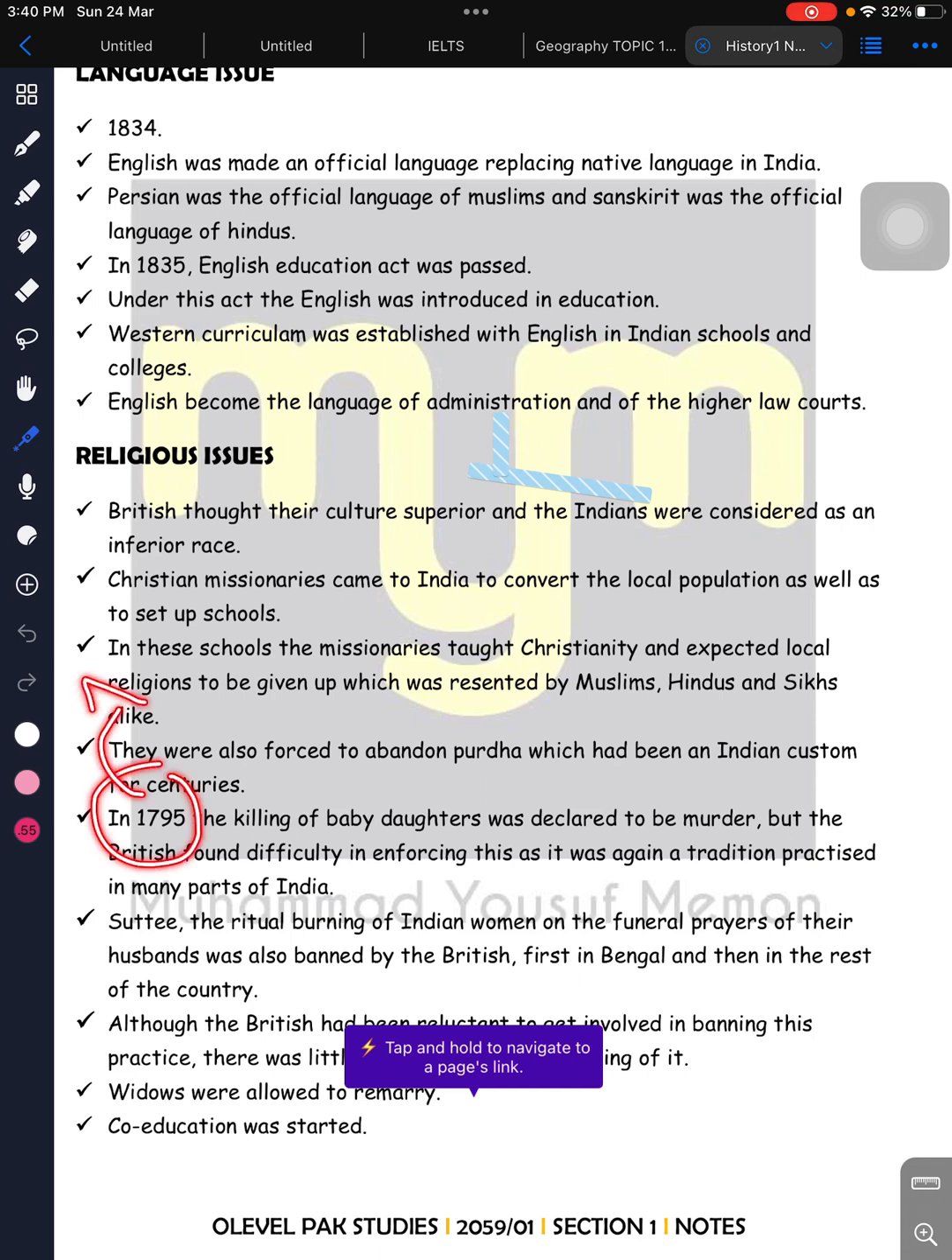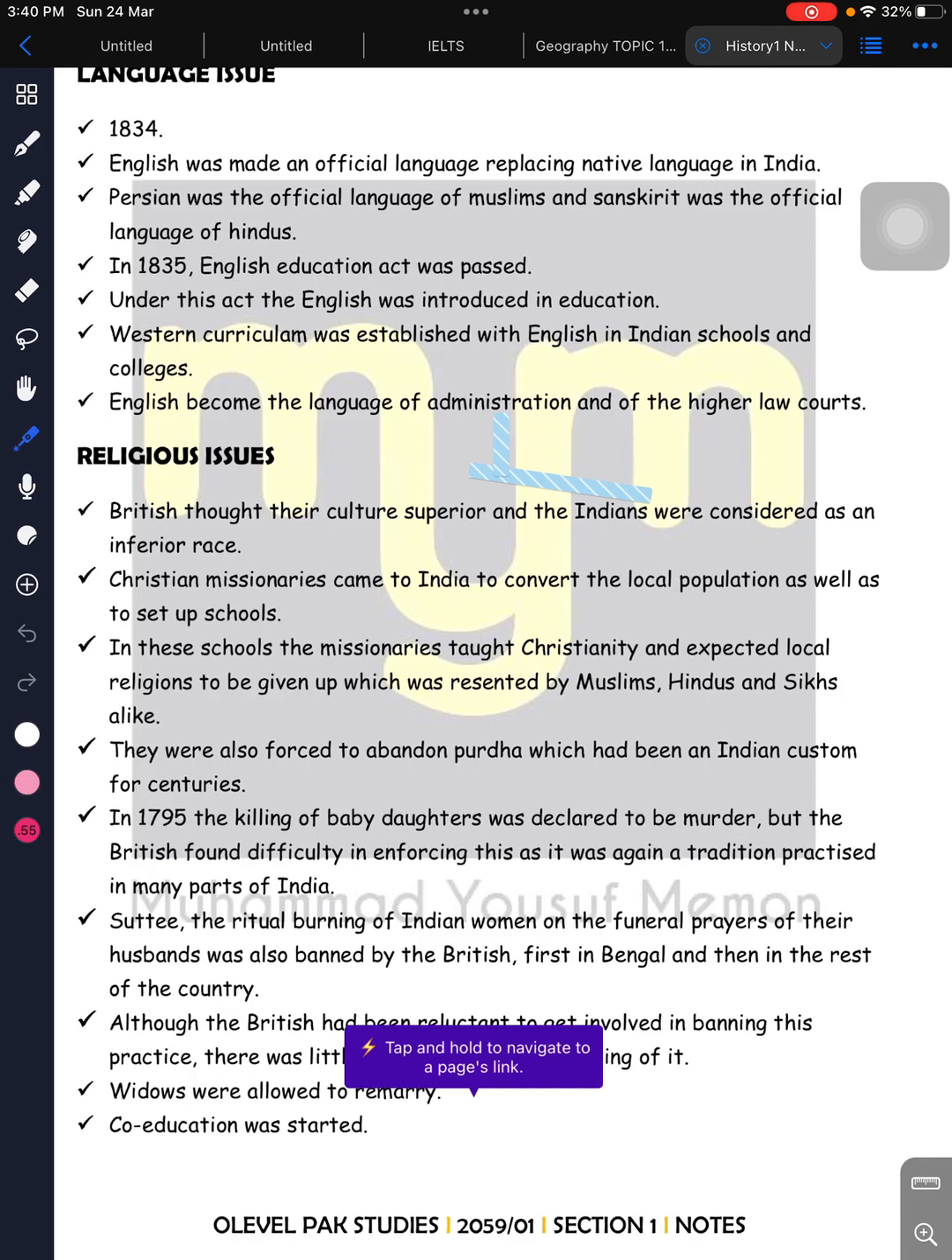In 1795, the killing of babies was considered murder, but in some places in India it was still a tradition to be practiced, so it was completely banned. Sati was also banned. It was first banned in Bengal. There were some states where this used to be performed, so they banned it completely.